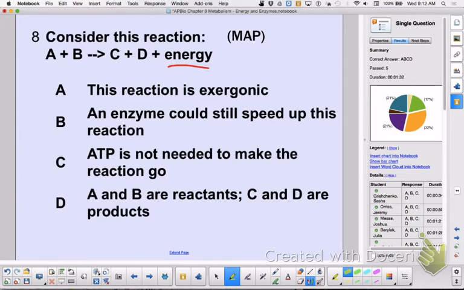Yes. Are you seeing an enzyme on here? No, but could an enzyme facilitate any reaction? Yes. Was ATP not needed? It doesn't show any ATP. I'd have energy on the reactant side, right? Yes. Okay. And then A and B are, in fact, the reactants. C and D are the products. Discuss with BioBuddy which one did you struggle with? Or maybe you've got a hunch.